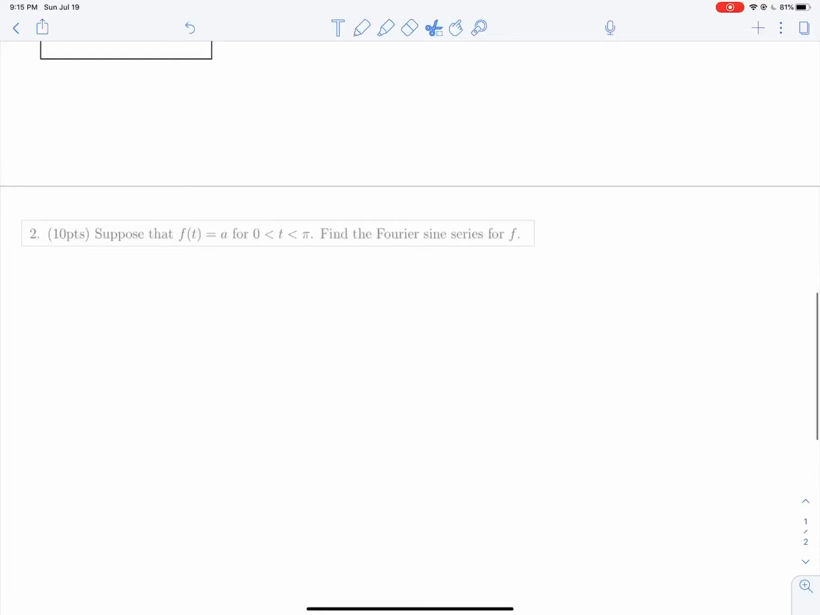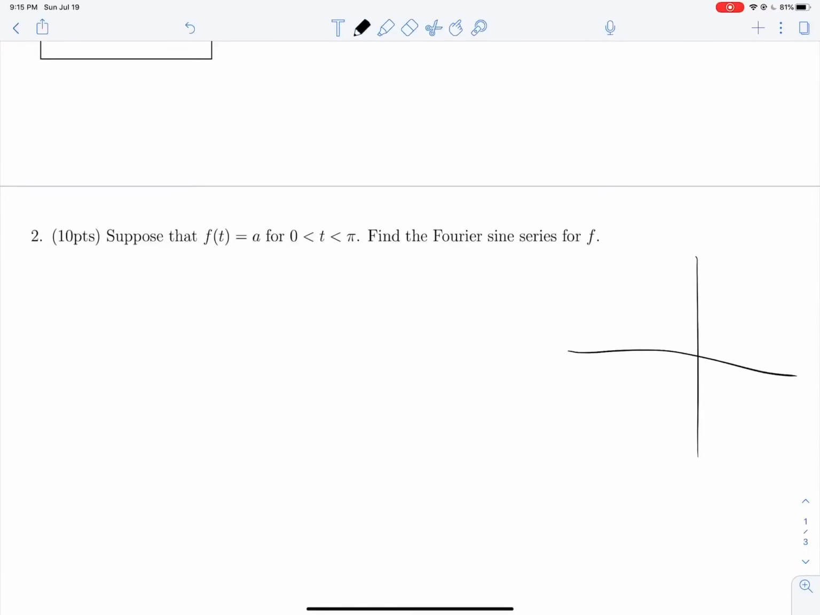So I talked about what an even function looks like. Now we're going to have to talk about odd functions for our sine series. So we have a function that's equal to some a for t between 0 and pi.